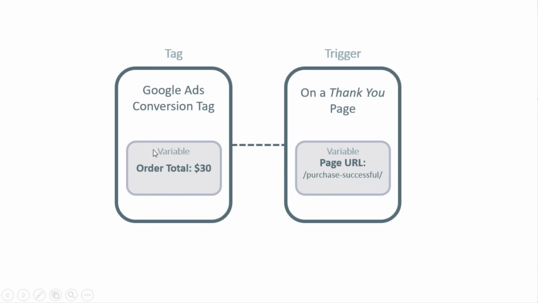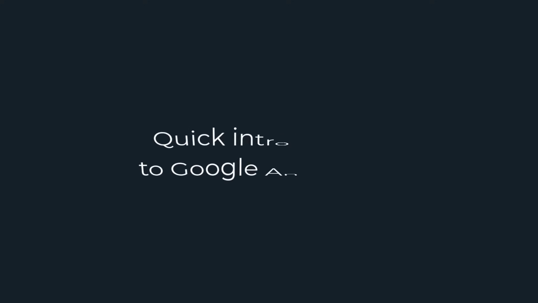In this case, we could send the variable, which is order total, and that variable could send the value of $30 to Google Ads. And in this case, we could see not only the number of conversions, but we can also see the amount of revenue that was generated because of Google Ads.